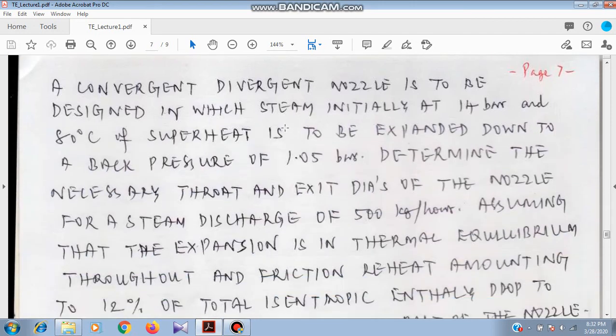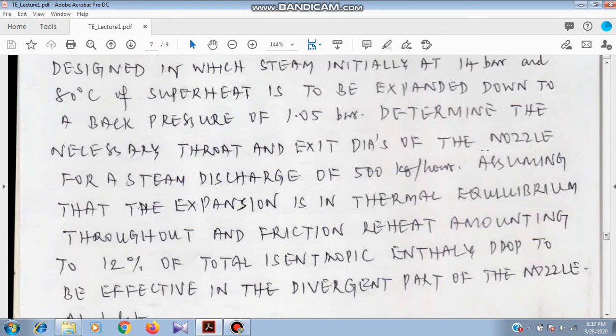And the next problem: a convergent divergent nozzle is given. Steam initially at 14 bar and 80 degrees Celsius of superheat. Here the degree of superheat is given; temperature is not directly given. It is expanded to a back pressure of 1.05 bar. Back pressure is the exit pressure, P3. We are to find the throat and exit diameters. The mass flow rate is given: steam discharge is 500 kg per hour.